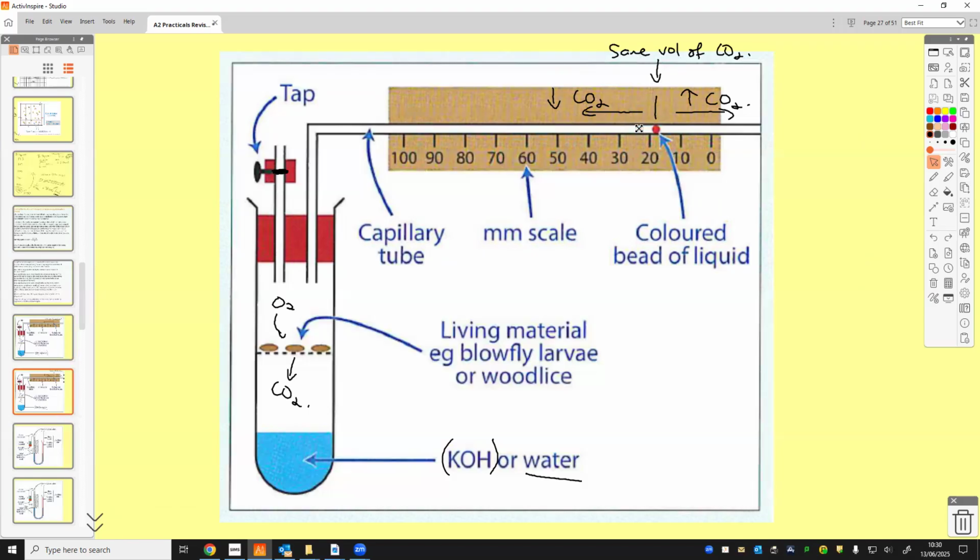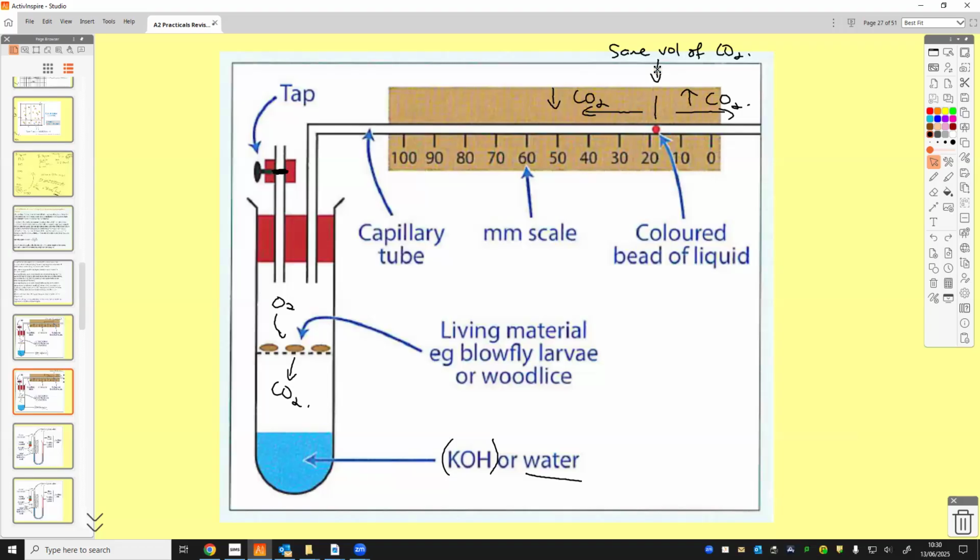If the bubble moves towards your tube, there's less CO2 produced, because again, the same amount of oxygen would get used in that time. But if there's less CO2 produced, the bubble will move this way, which tends to show it's either fats or proteins being used for respiration. If the bubble moves away from the tube, then there's more carbon dioxide produced than oxygen consumed. Less oxygen, that would suggest some anaerobic respiration as well as aerobic respiration.